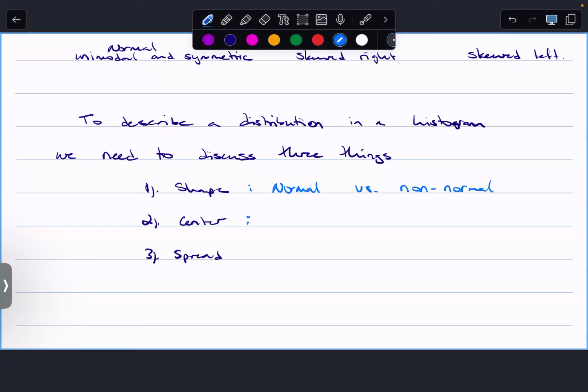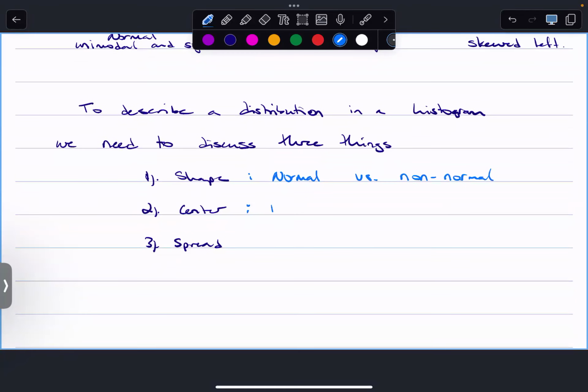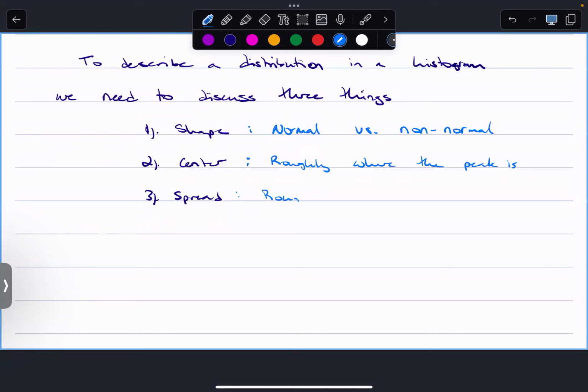The center is going to be wherever the peak is. So roughly where the peak is. And the spread is roughly minimum to maximum. These are just kind of rough ideas. You're just eyeballing it. And so just so someone knows, okay, a scale between 10 and 100 is way different than a scale from negative 500 to 5,000, right? But it just gives us an idea of what we're looking at.